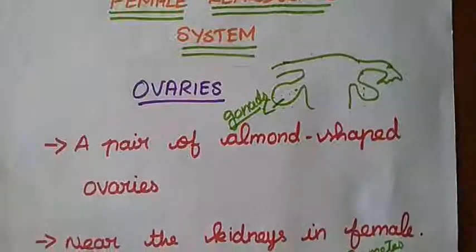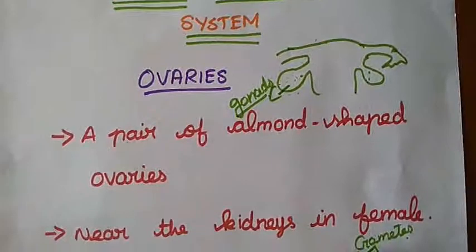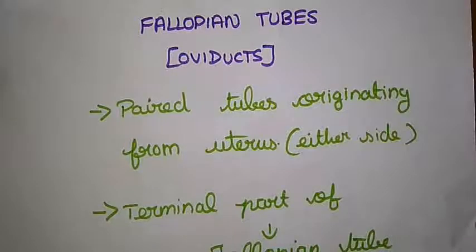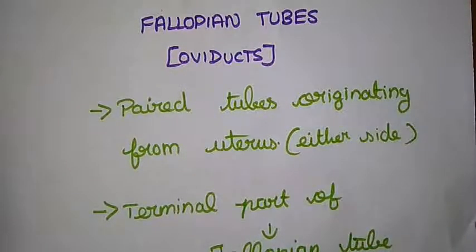Okay, so that's it for the ovary. I hope you have understood the ovary. Let me move on to the next one. The next part is the fallopian tube.